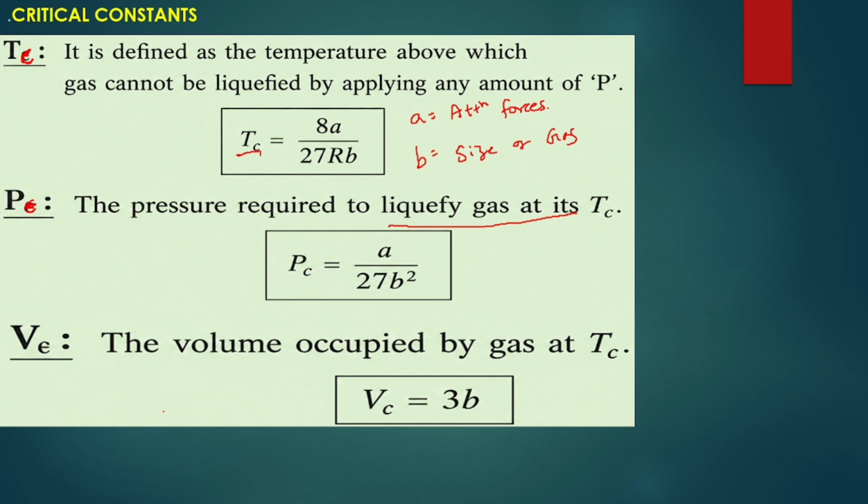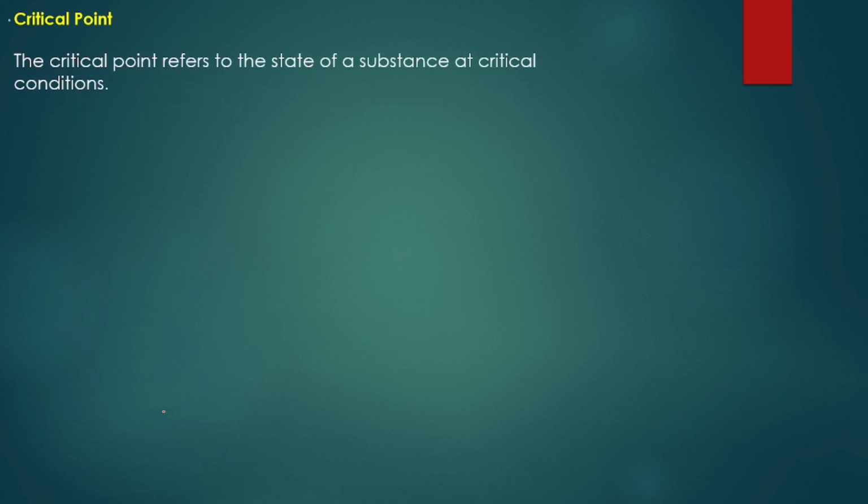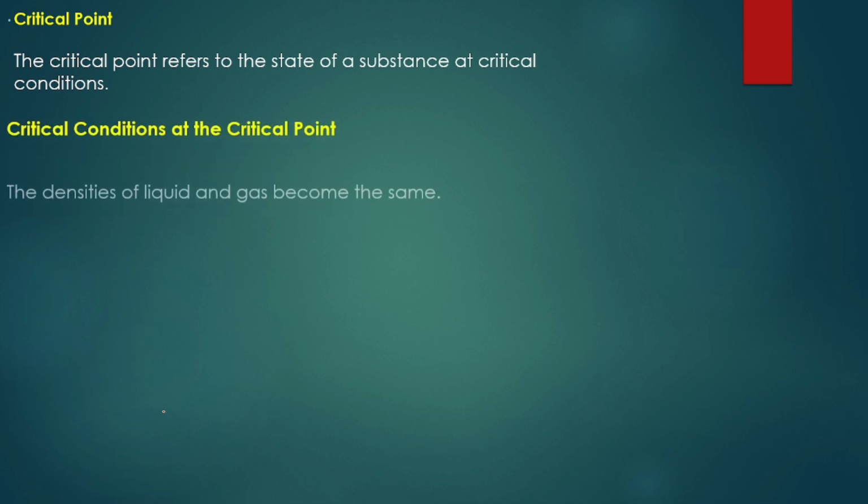At critical temperature and critical pressure, the volume occupied by the gas is called the critical volume. Vc equals 3b. Next, the critical point. What is this critical point? The critical point refers to the state of a substance at critical conditions.